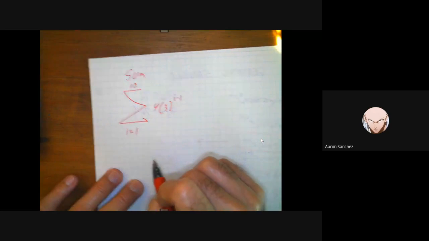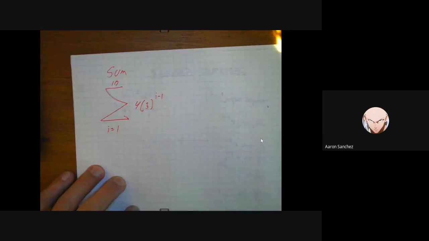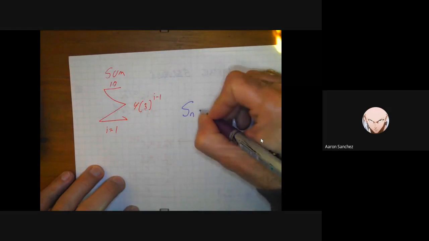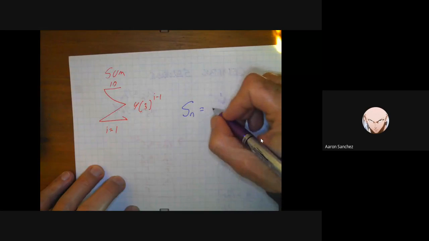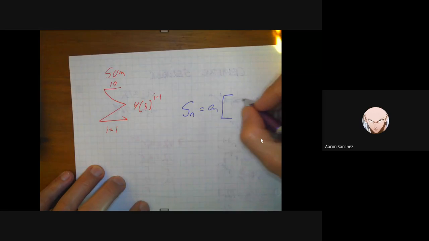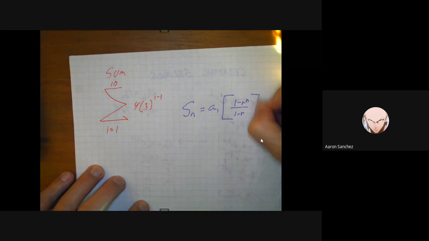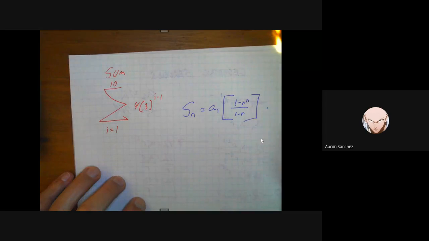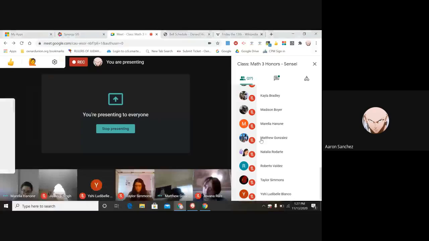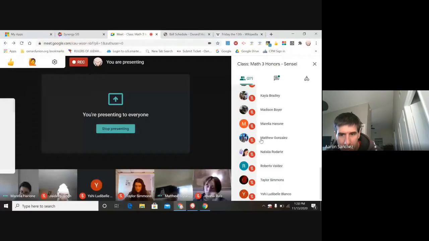What is my equation for the sum of the geometric series? So you've got to know all these equations. That's why I'm doing this. Make sure you guys know all these equations. You know what I mean? What is my equation for the sum of the geometric series? Series is when you add them up. Let's go with Madison. What is it?